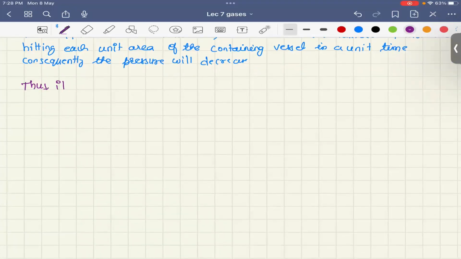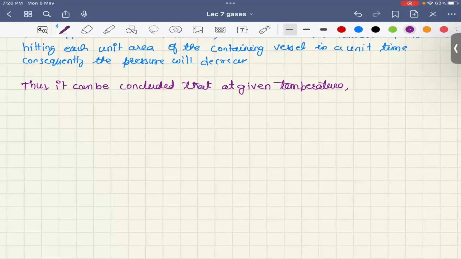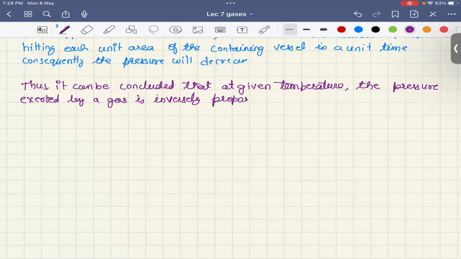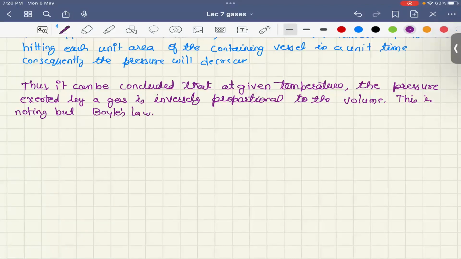Thus, it can be concluded that at a given temperature, the pressure exerted by a gas is inversely proportional to the volume. Boyle's law. This can be easily proved with the help of the kinetic gas equation, right?